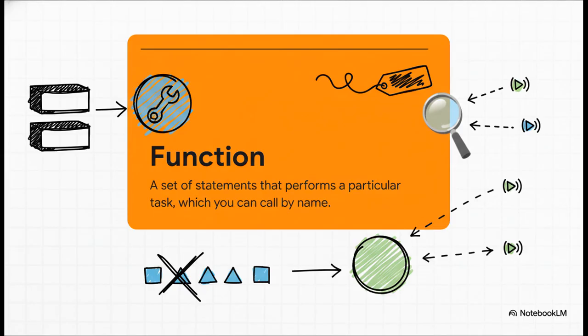The definition is really simple. It's just a set of instructions that does one particular thing. But the magic part is this. You can pull out that section of repetitive code, wrap it up inside a function, give it a name you'll remember, and then you can just call that name whenever you need that job done.